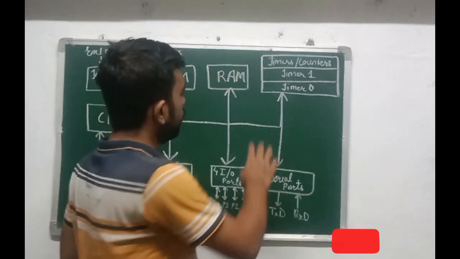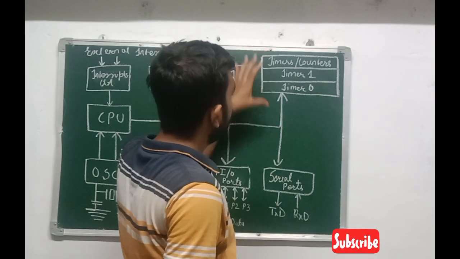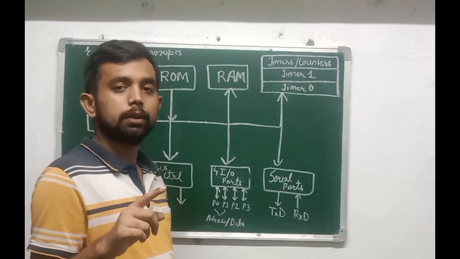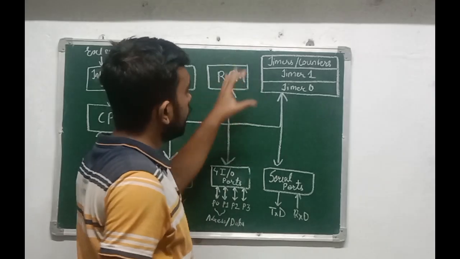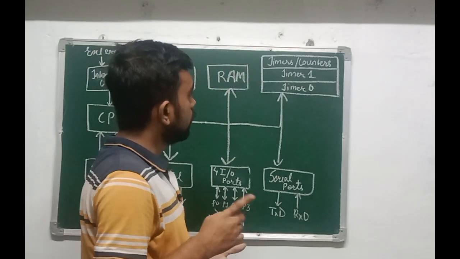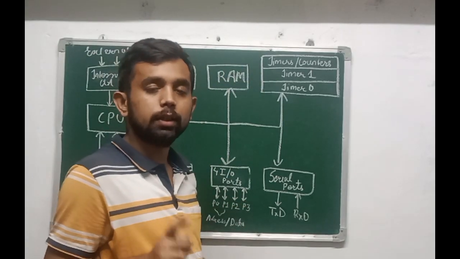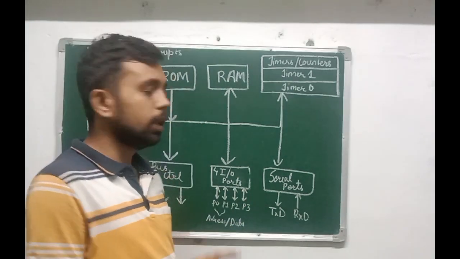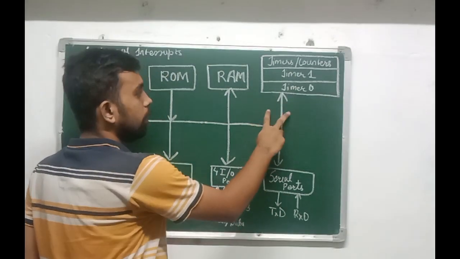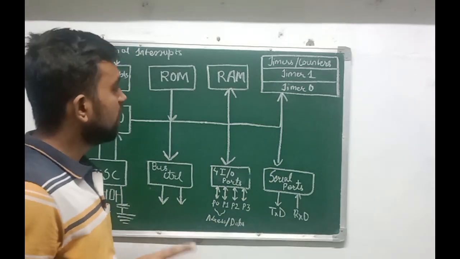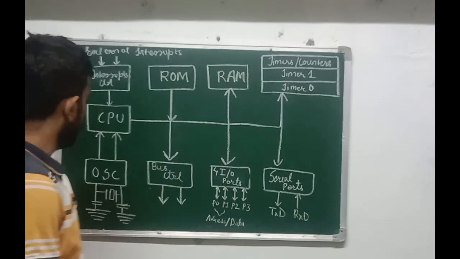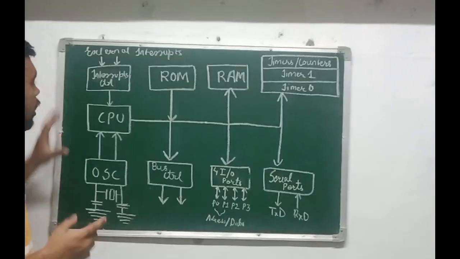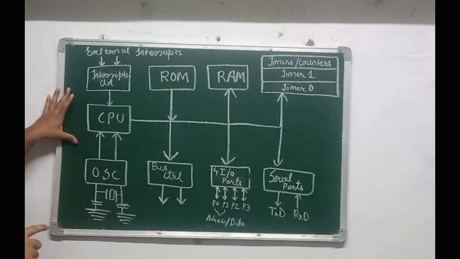And timer and control. Here we see timer and control. In the 8051, the timer capacity is 16 bit, and there are timers and counters. The work of timers and counters in the 8051 is to perform programs in a given timing and counting, and counting events. This is the block diagram and architecture of the 8051 microcontroller.